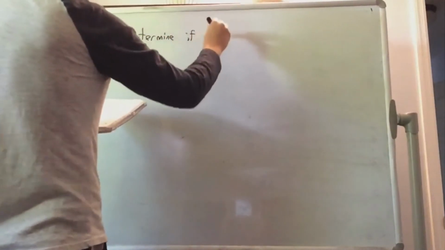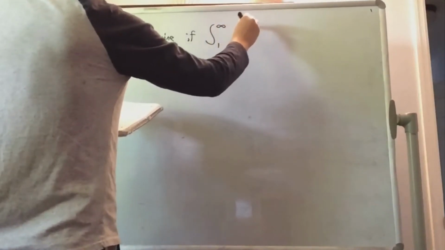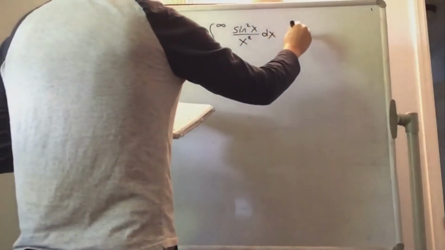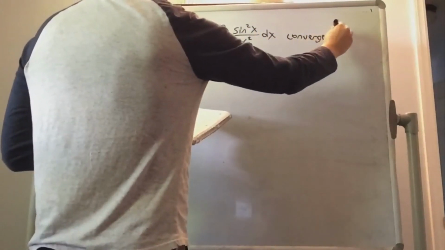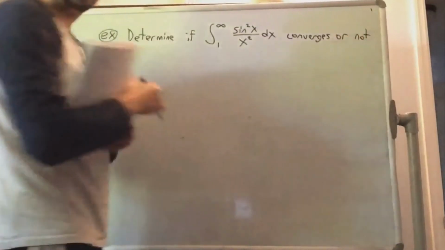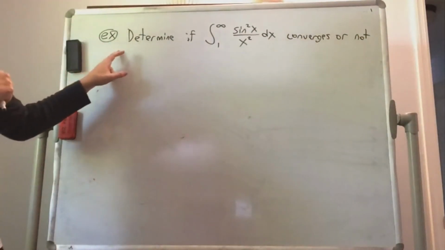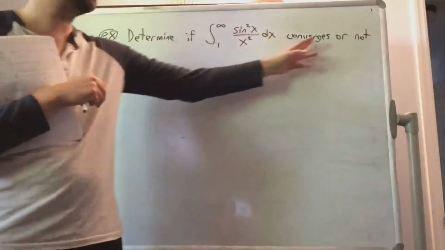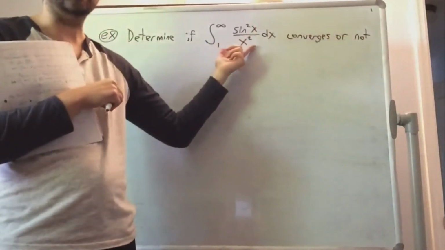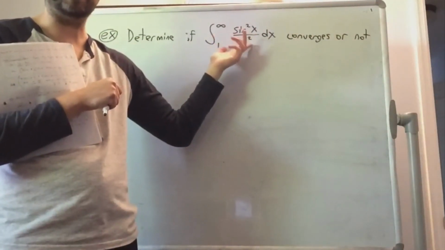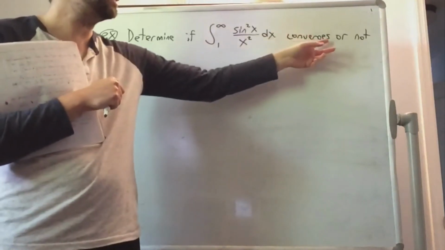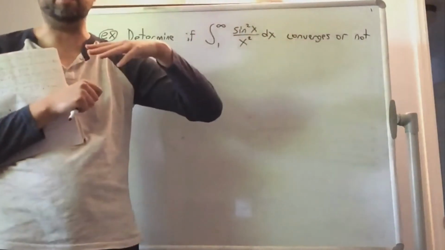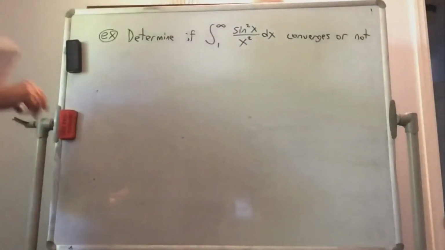Okay, so here's some examples with direct comparison tests. Determine if the integral from 1 to infinity of sine squared x over x squared dx converges or not. Now there's a very big hint here, where they do not just say evaluate this integral. They say just does it converge or not, which means you do not have to find the answer. You may not even be able to find the actual answer. It just says, basically, without saying it, use a comparison test to see does it converge or does it not converge. And then that's all you have to give.